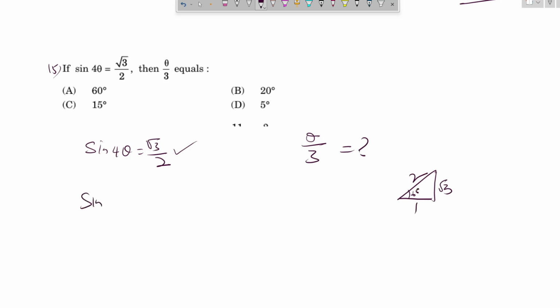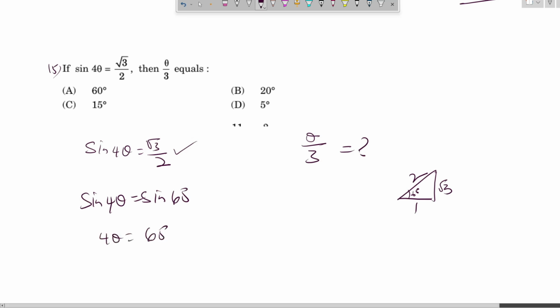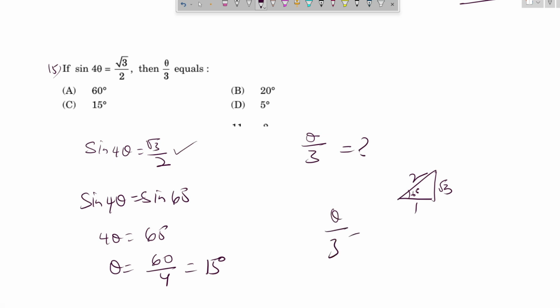So sine 4 theta is equal to sine 60 degree, because root 3 by 2 is nothing but sine 60 degree. Now 4 theta you got as 60 degree, so theta is 60 by 4, which is equal to 15 degree. So here theta by 3 will be equal to 15 by 3 equal to 5 degree. 3 fives are 15. So my option D is correct.